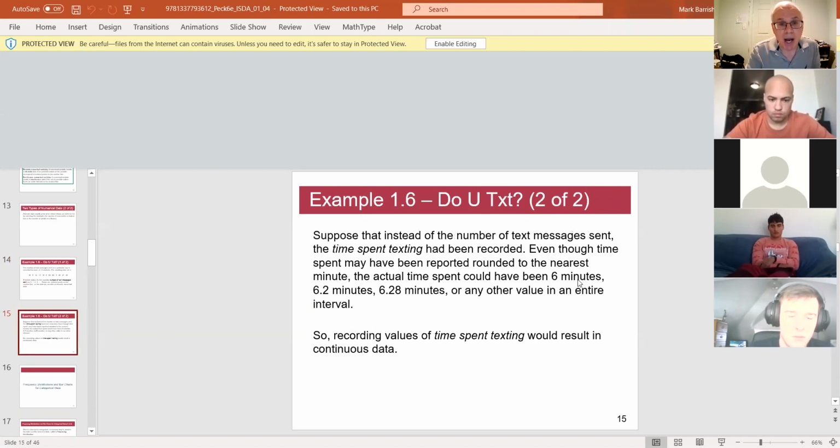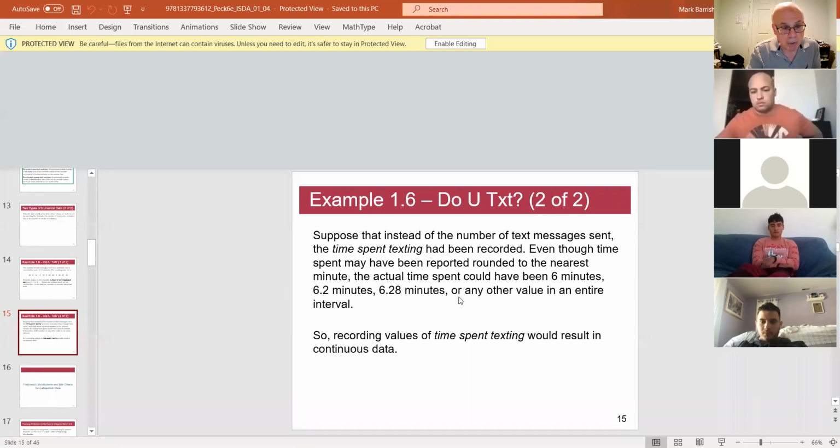If we wanted to know the time spent texting in a day, then that time is continuous, right? 6 minutes, 6.2 minutes, 6.28 minutes. It could be any value in between two values. The limitation would be what? The number of decimal points you want to extend the measurement to. So in this case, if you extend it to 10 decimal places, you can get many, many different answers. But the point is that it's any value in between values on a number line. This is continuous. All right.